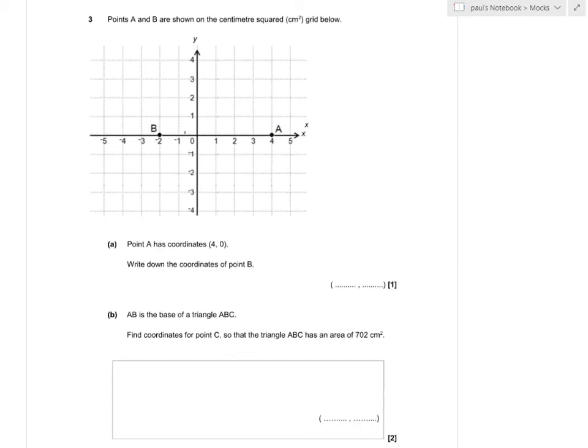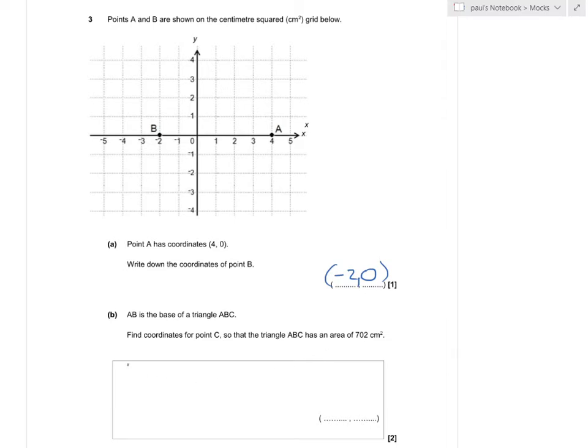Points A and B are shown on the centimetre squared grid. Point A is a coordinate of 4, 0, yeah? Write down the coordinates of point B. So that will be minus 2, 0. AB is the base of a triangle. Find the coordinates of C so that the triangle has an area of 702.